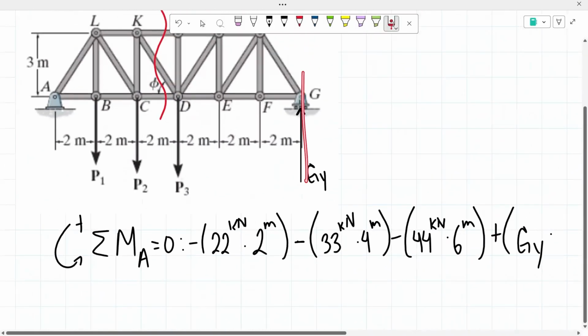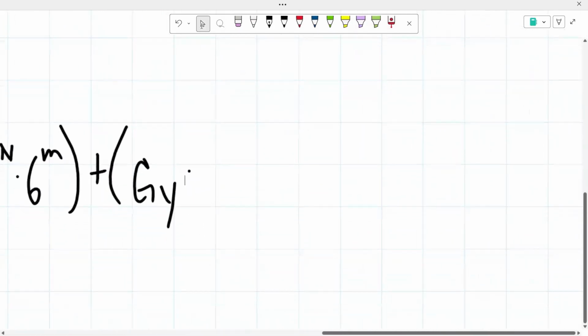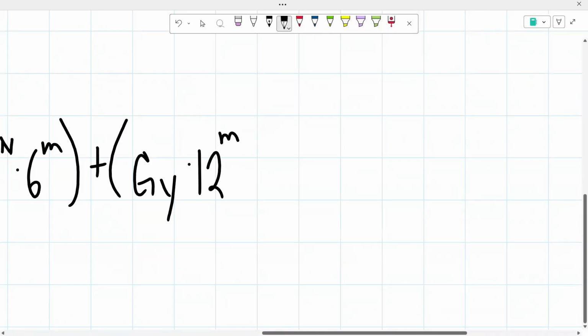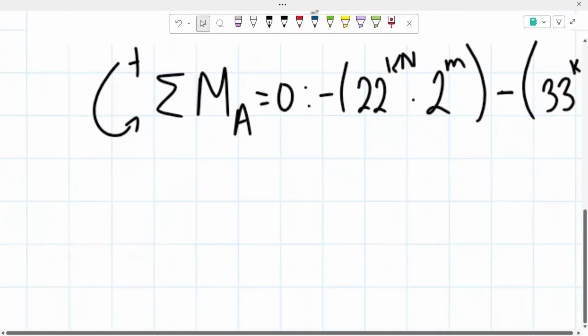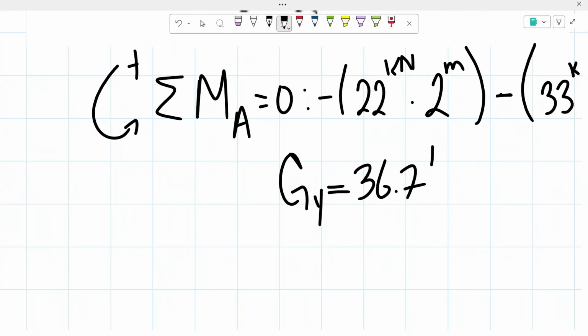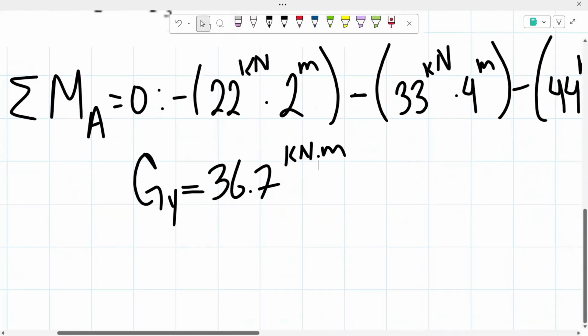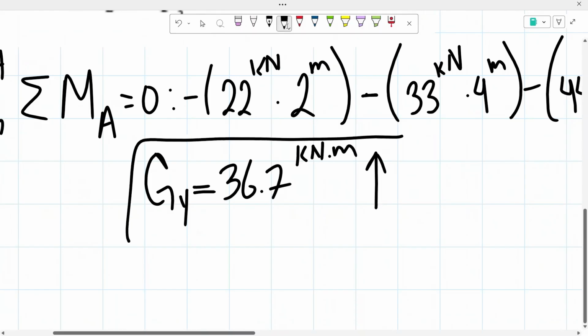From here to here, we have a total distance of 2, 4, 6, 8, 10, 12 meters, times 12 meters, and all of that has to equal 0. So from here, we would simply solve for G of Y, and we would end up getting that our reaction G of Y equals 36.7 kilonewton meters. And since we got a positive number, that means we assumed correctly the direction of our reaction. So we do know that reaction will be going upwards.